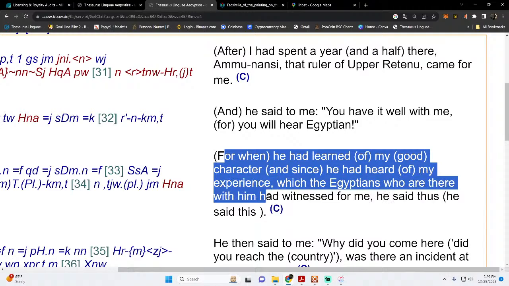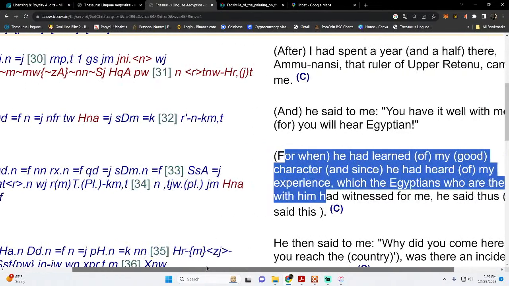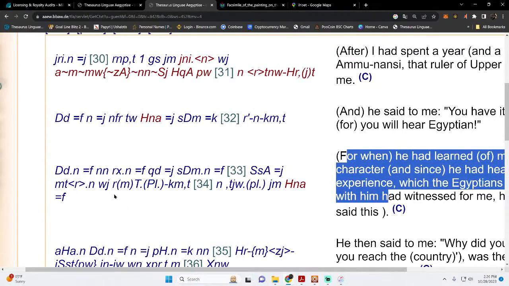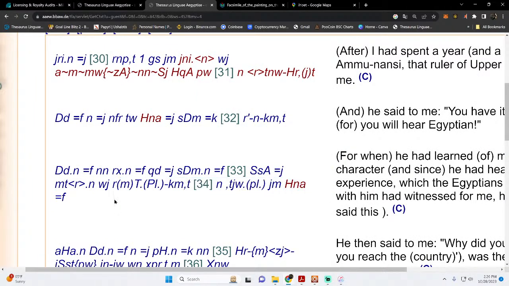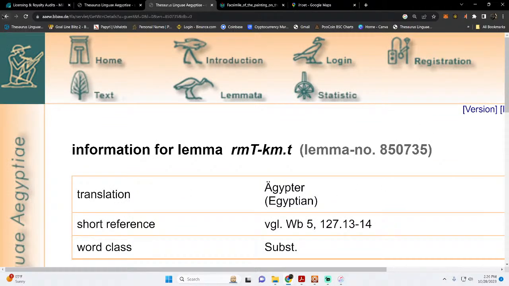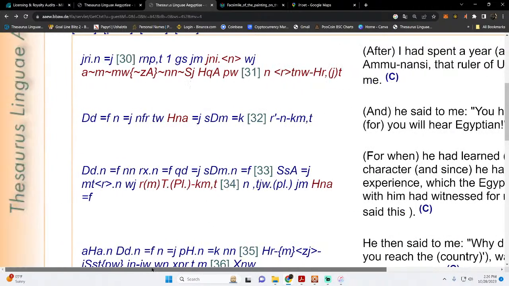And for when he had learned from me the good character, and he had heard my experience, which the Egyptians who were there. Now look, here's a determinative that they don't like to give us, bruh. Oh my God, I just messed up and found the accidental determinative that ain't listed in the TLA. Now, how could this, all right, look, it says Remetch, which means people, but it says Remetch Kemet. We got to look at this one in the primary. Remetch Kemet. Ain't no black people?